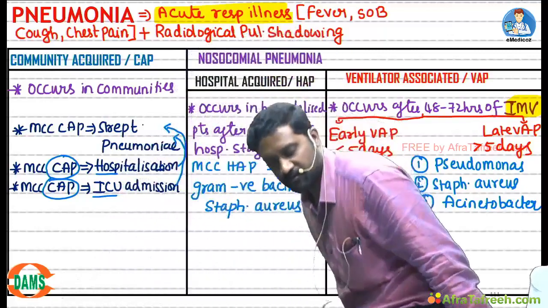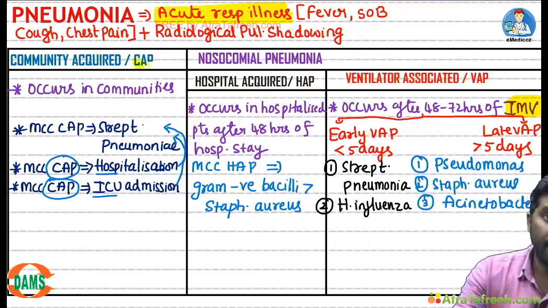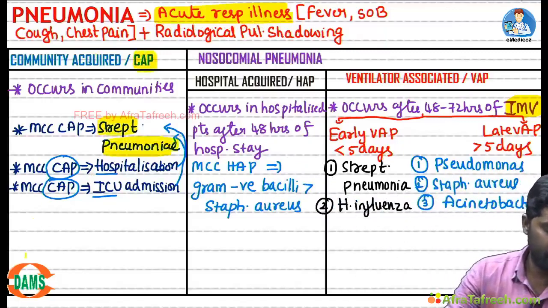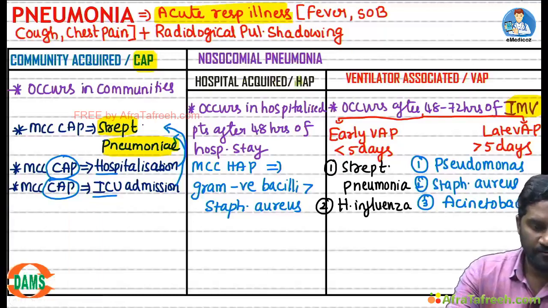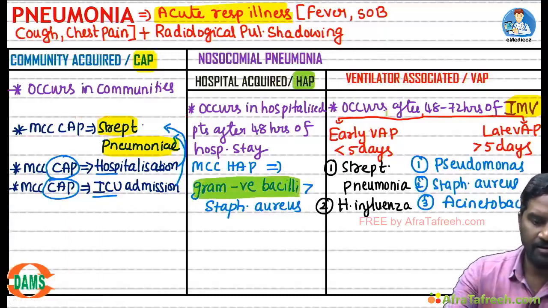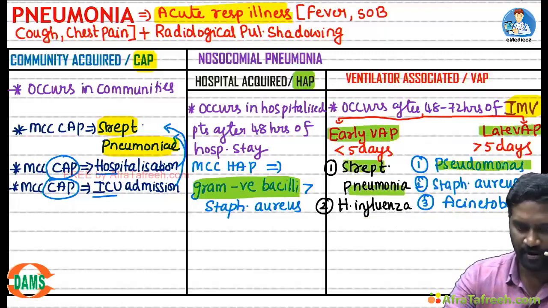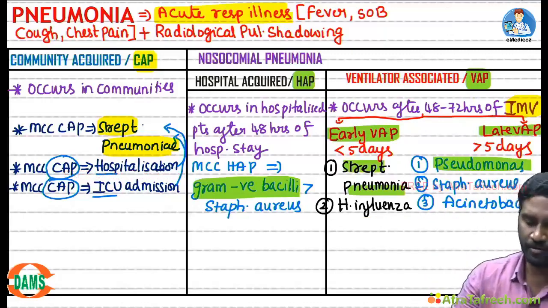Now if you see here students, in the question, if they mention community acquired pneumonia, your answer should be streptococcal pneumonia. For hospital acquired pneumonia, gram negative bacilli. For early VAP, again it is streptococcus pneumoniae. Late VAP, Pseudomonas. And also VAP overall, again your answer should be Pseudomonas.